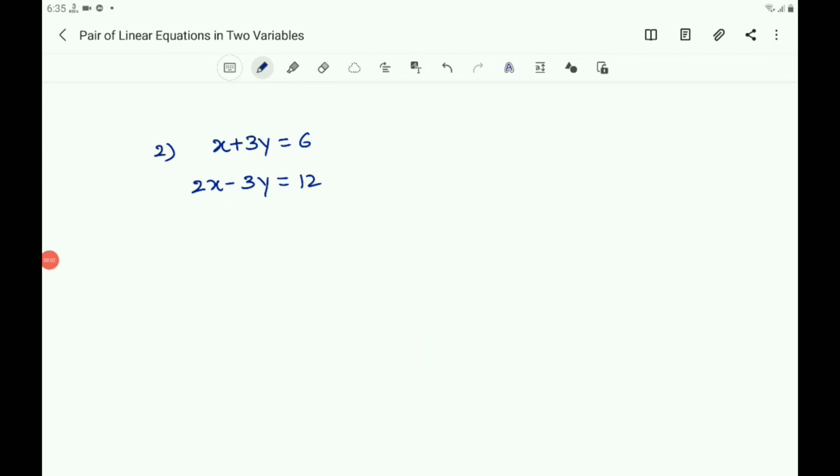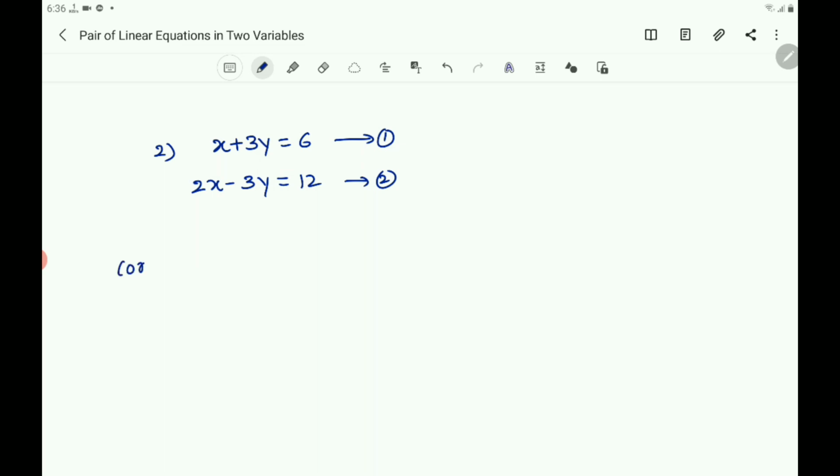Now let us take one more example. x plus 3y equals 6, 2x minus 3y equals 12. Now take any one of the convenient equations and express one variable in terms of the other. This is the first equation, this is the second equation. Let us take the first equation. You write that first equation, x plus 3y equals 6.